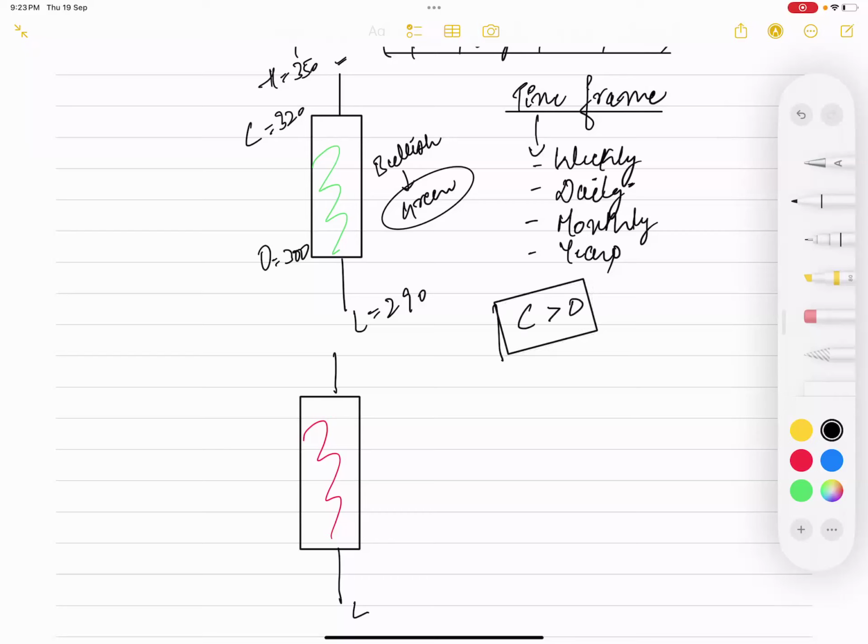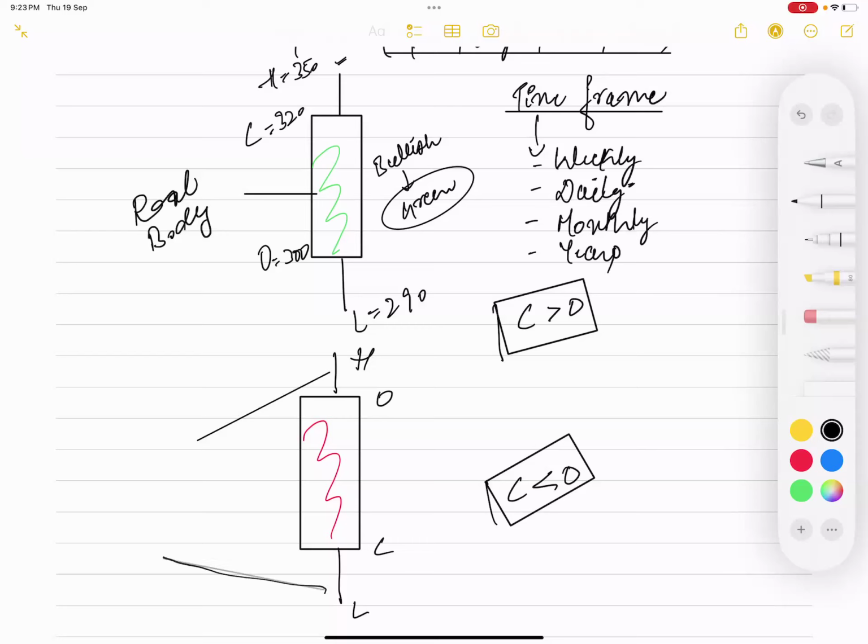If it's a bearish candle, our closing will be less than the opening. That will be our bearish candle, and it will be a red candle. Our high will be here, our open will be here, our close will be here, and the low will be here. This is the real body of the candle, and these are the wicks of the candle. The upper is the upper shadow, the lower is the lower shadow. So these are the different shadows.